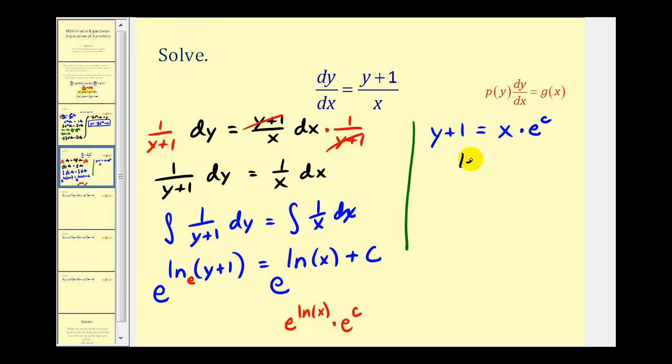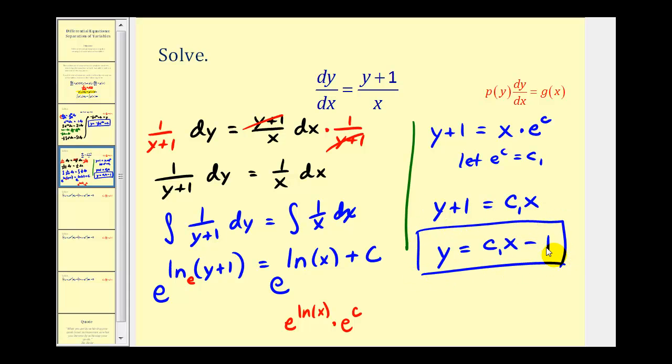So we'll let e to the c equal c sub 1. So now we can write this as y plus 1 equals c sub 1 times x. Subtract 1 on both sides. And we have our solution, y equals c sub 1 x minus 1.